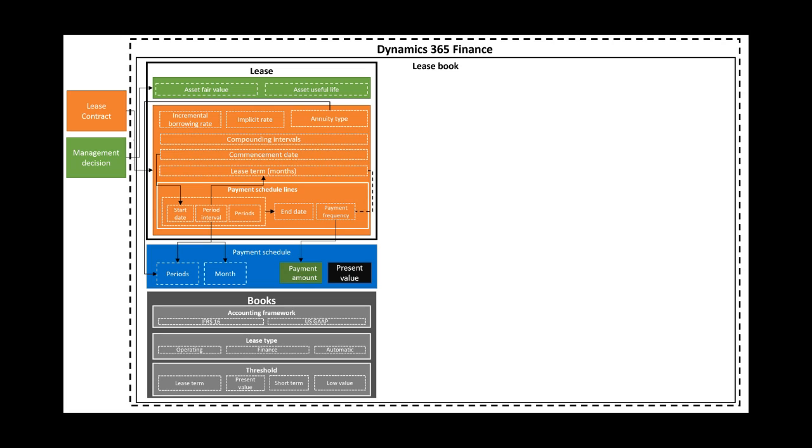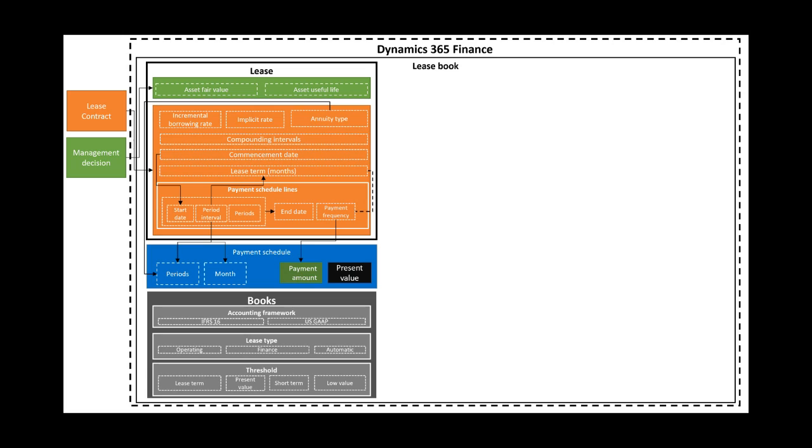Then we have the lease book, and we can consider the lease book as the brain of the lease module, or the lease itself, where we identify the accounting framework, either IFRS 16 or US GAAP, and the lease type, either operating lease or finance lease. And as I say, I can pre-configure this book to be always operating lease or always finance lease.